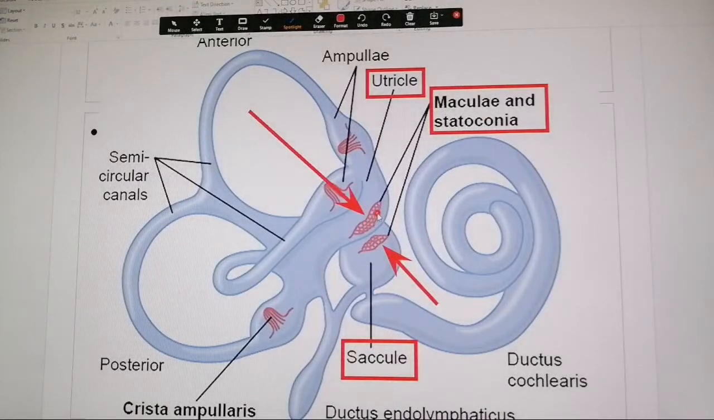Just look at the orientation at the moment, the location and the orientation. Location you are now familiar with. Utricle sits at the base of all these semicircular canals, so you know this area is the utricle. This is the receptor of the utricle. And attached to, very close to it, is the saccule, and this area is the receptor of the saccule. The name of the receptor is macula, and collectively maculae, along with this word statoconia. I'll come to this in a bit.